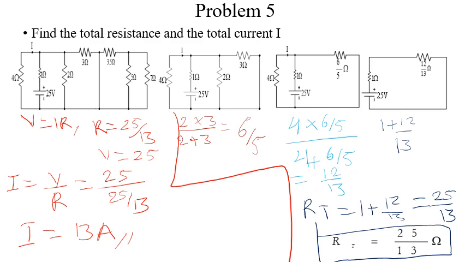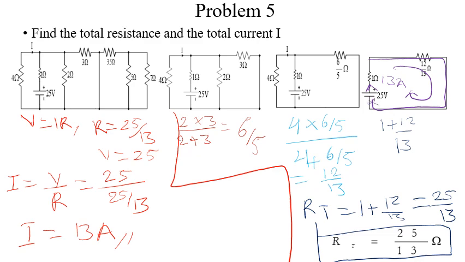Current is measured in amps. So what does this current mean when we come back to the circuit? It means this 25 volt source delivers 13 amps of current to both the 1 ohm resistor and the 12 over 13 ohm resistor. So 13 amps of current flows through this whole circuit. That's what it means over here.